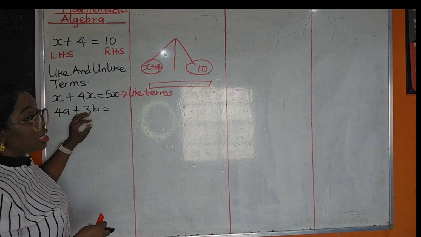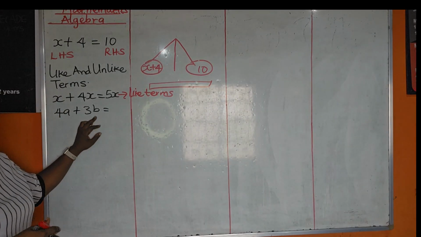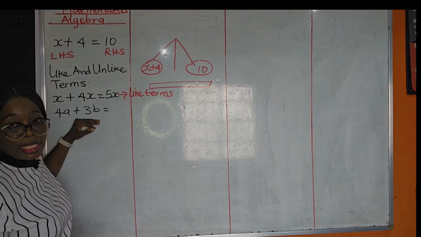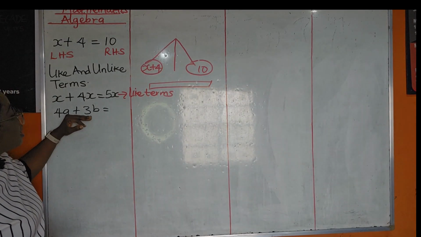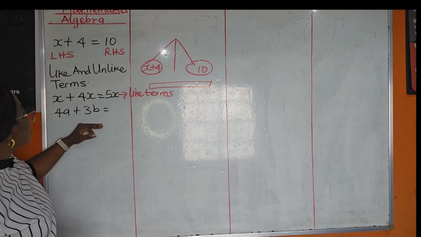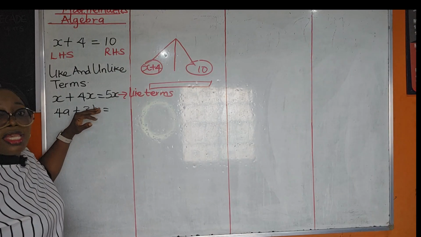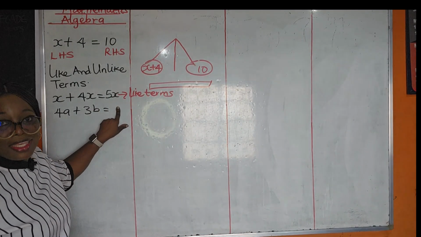4a and 3b are totally different from each other. This is a and b. They are two different letters, so this makes this equation unlike. They are unlike. They are different. So we cannot perform a mathematical operation with unlike terms. That is why when you have something like 4a plus 3b, it remains this way. We can't add, so we have no answer here.